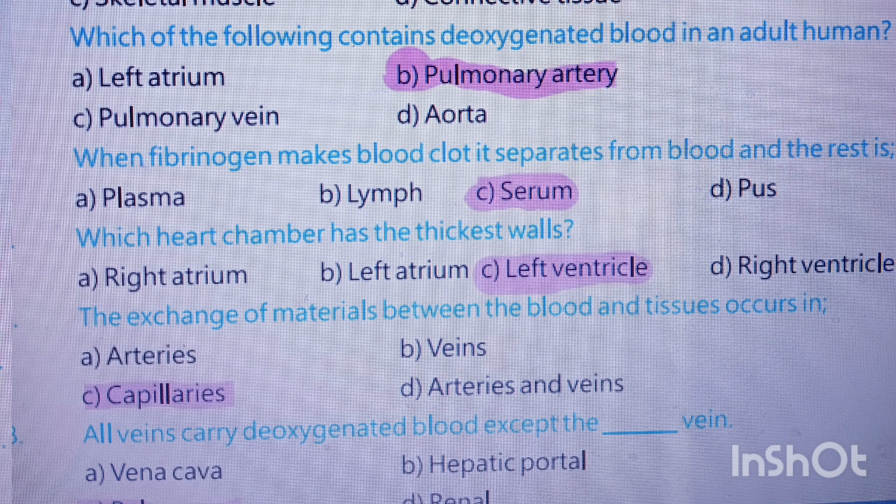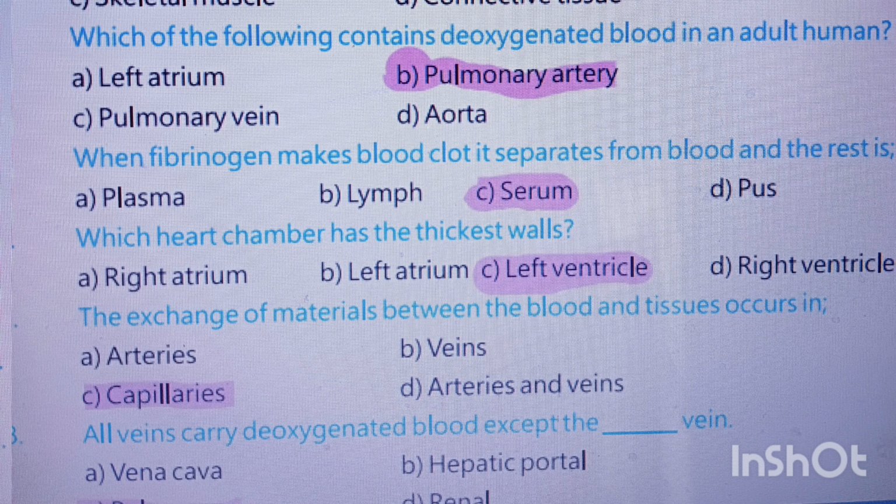The next is, all veins carry deoxygenated blood except dash vein. Which vein does not carry deoxygenated blood? All other veins carry deoxygenated blood. So for this, your option number C is the pulmonary vein.